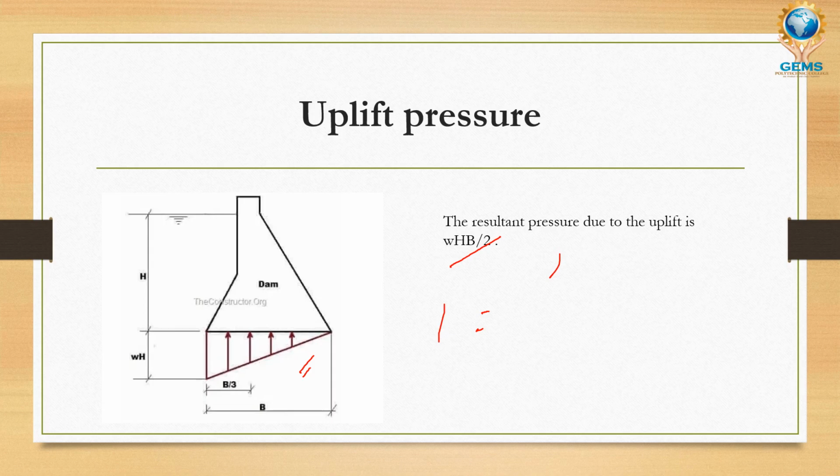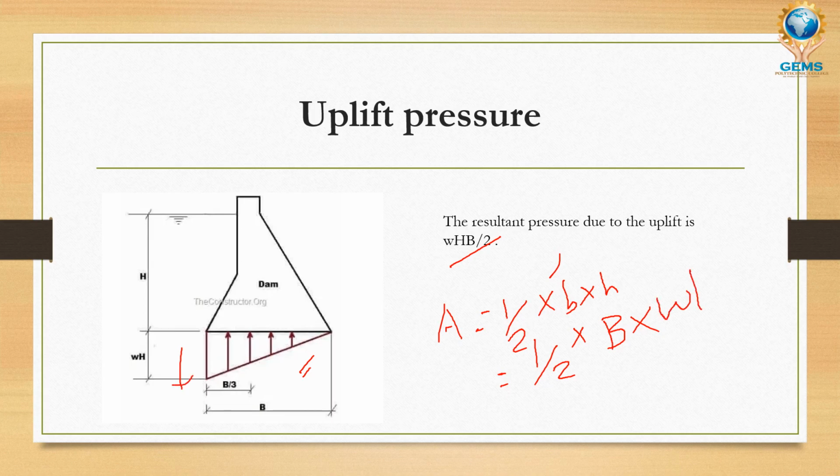Okay, half into B into H, right? Half into breadth, you know already. What is breadth? B, capital B, into height. What is your height, where the pressure is acting? W into H, right? So W into H.